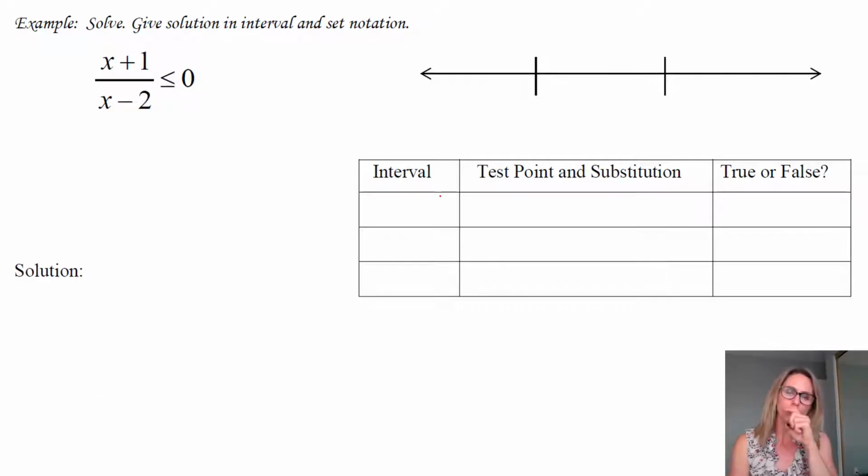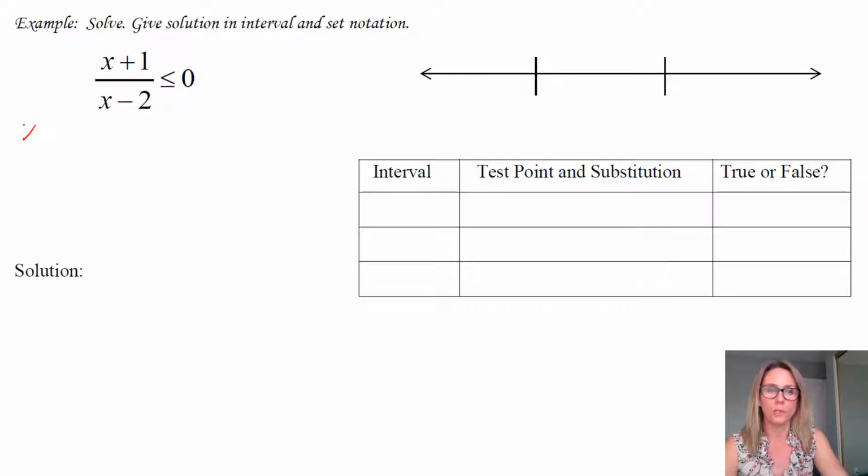Okay. Now give the solution in interval and set notation. So notice this is similar, except it is rational, so it's not quadratic. We still have everything less than or equal to 0, so that's good, but we do need to find any of our critical values. So notice from the text box that we want to think about anything that would make this inequality equal to 0 or undefined.